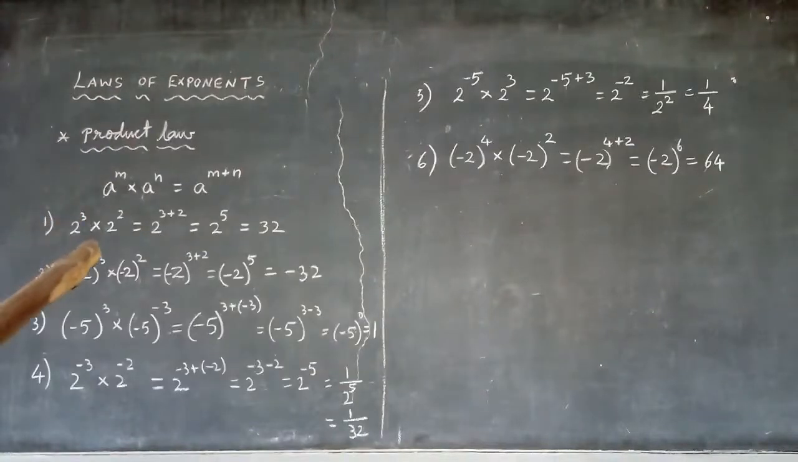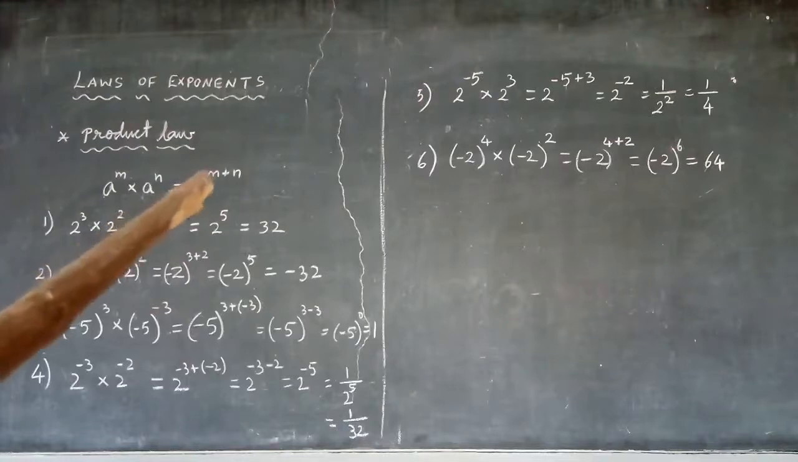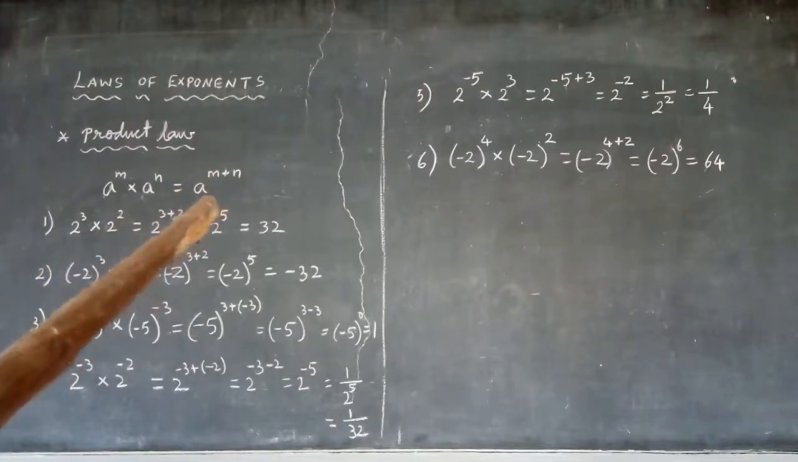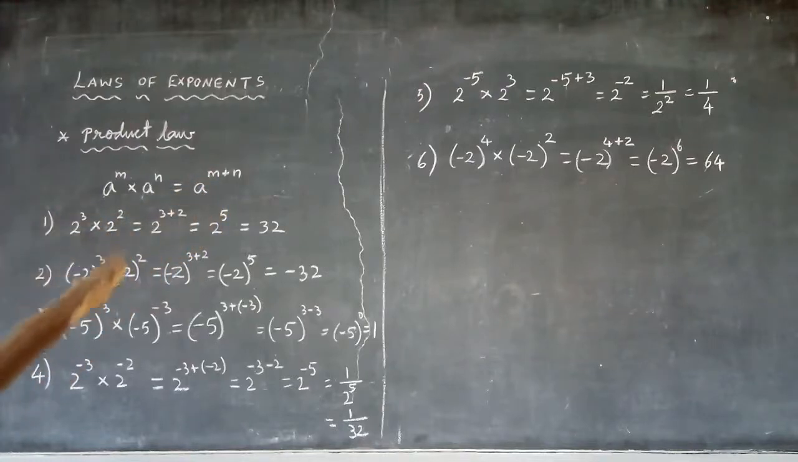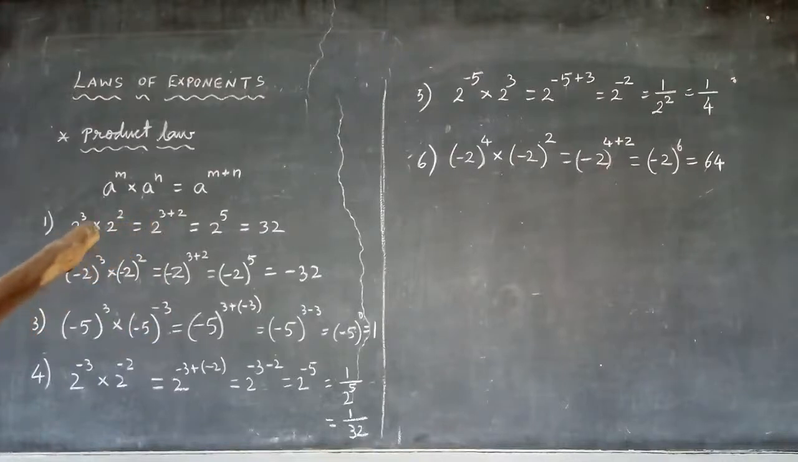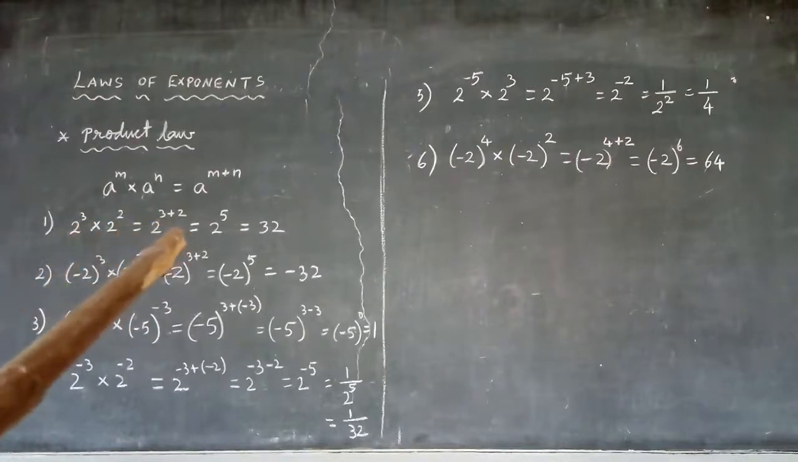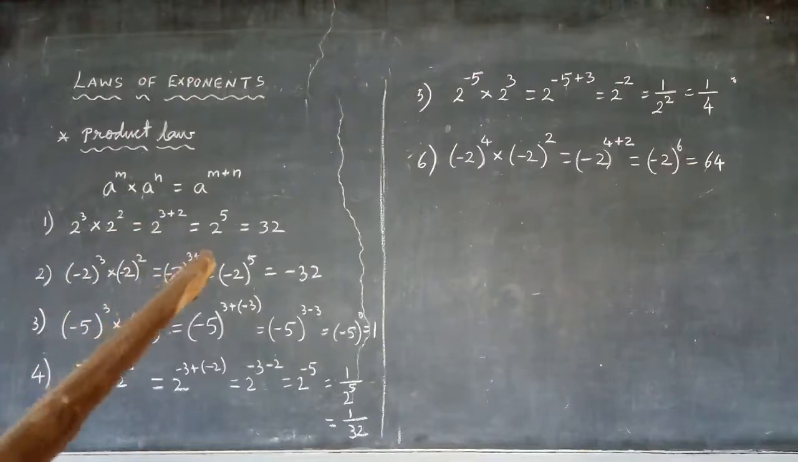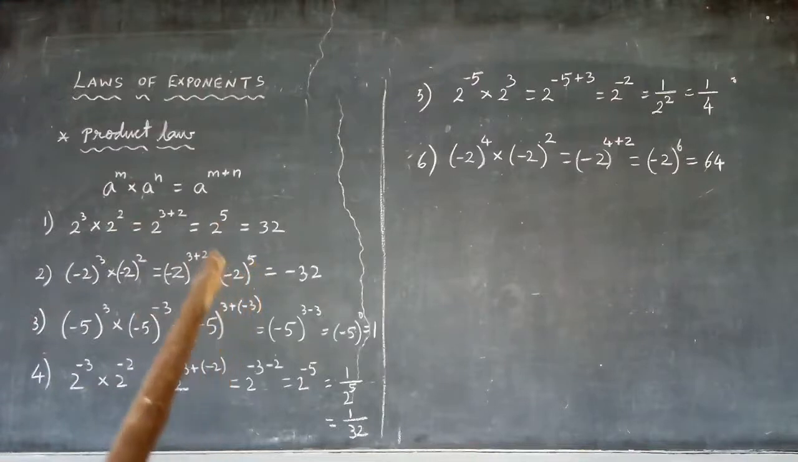So 2 power 3 into 2 power 2, two terms with the same base. When both the bases are the same, we can apply the law. So we write the base 2, then we just add the exponents, 3 plus 2. So 2 power 3 plus 2 is 5, so 2 power 5. If they ask you to stop with the exponents, we can stop here. If they ask you to find the value, we have to find the value.